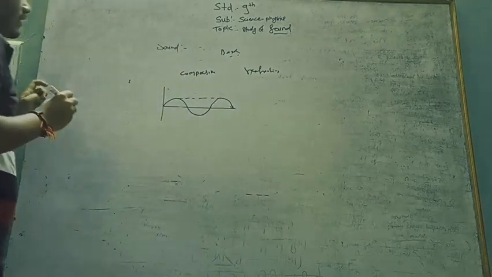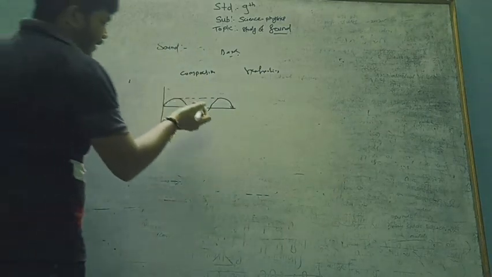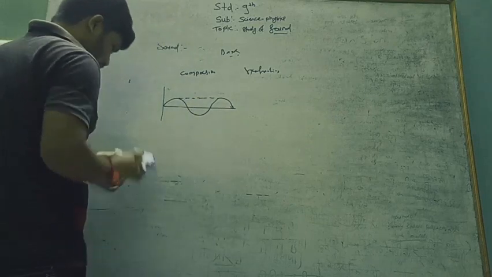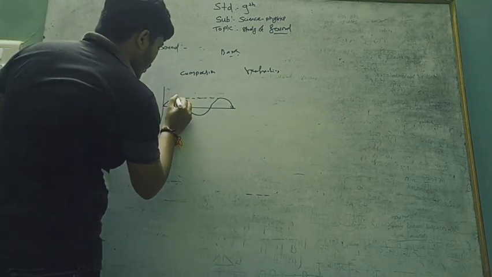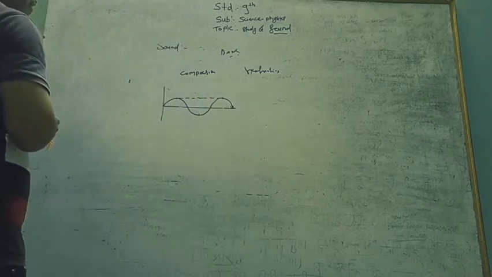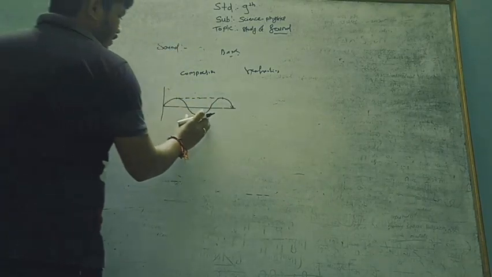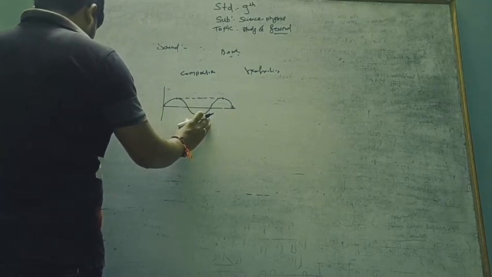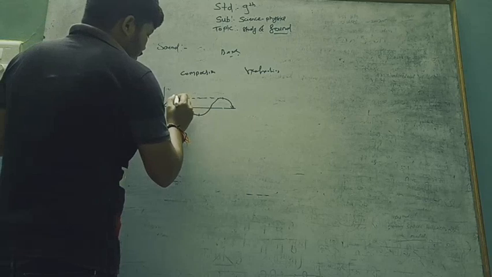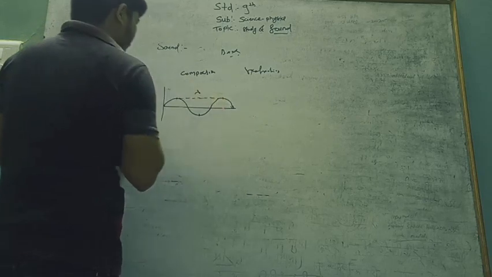What is the wavelength? The distance between the two successive higher points. Consider this is a compression, this is a rarefaction, and this is a compression. After the compression there is an alternate rarefaction. The wavelength of the sound wave is indicated by the Greek letter lambda. This is the wavelength.